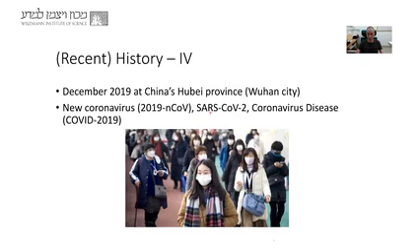And this is probably the way we picture this global pandemic: many people wearing masks, fearing the virus and trying to not get infected.